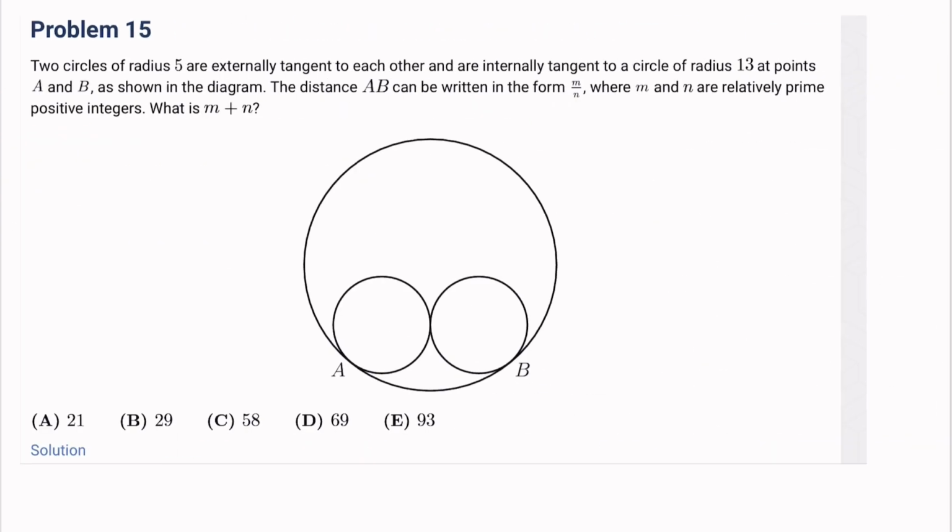Number 15. Two circles of radius 5 are externally tangent to each other and are internally tangent to a circle of radius 13 at points A and B as shown in the diagram. The distance AB can be written in the form m over n, where m and n are relatively prime positive integers. What is m plus n?